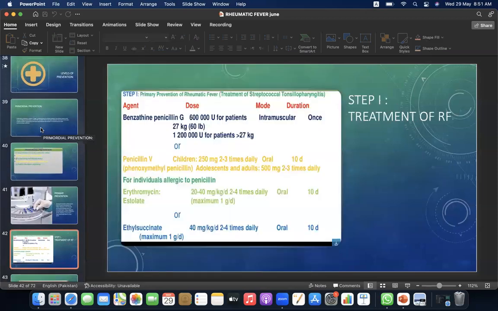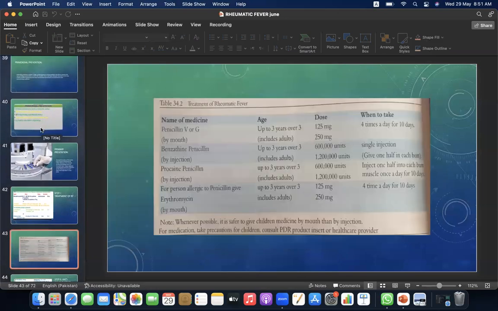For the treatment of rheumatic fever, step 1 includes the following drugs: benzathine penicillin, erythromycin, and so on. You can check here the drugs used in the treatment of rheumatic fever, and according to the age, the doses are mentioned here. So you can see all of the doses accordingly. Penicillin G is given orally, benzathine penicillin is given by injection, and so on.